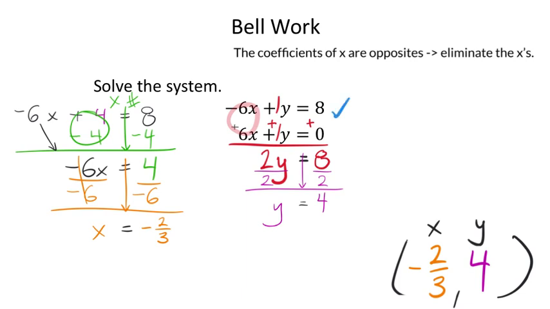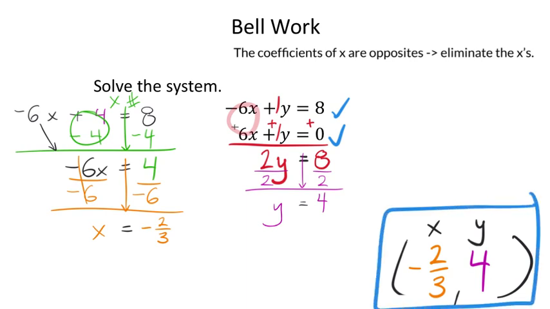So I'm going to go to the second one. I'm going to try to type it in correctly this time. So 6 times -2/3, and then plus the y value, which is 4. And when I push enter, I expect to see 0, and I do. So that one checks off as well, meaning that we have in fact found the solution to the system.